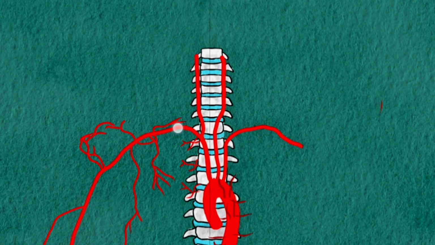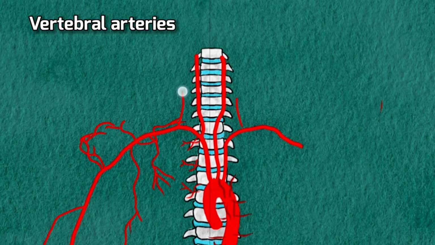The blood supply of the vertebral column and the spinal cord are mainly from the vertebral arteries, which arise from the subclavian arteries. They play a significant role in supplying blood to the cervical portion of the spinal cord. There are spinal branches of the vertebral arteries, which pass through the foramen magnum into the cranial cavity.